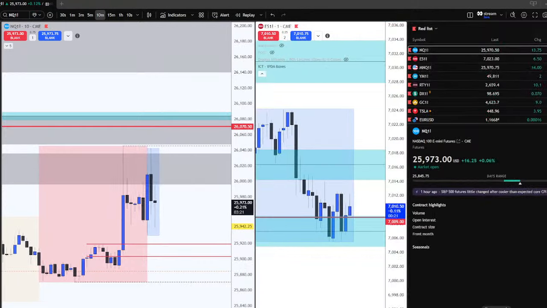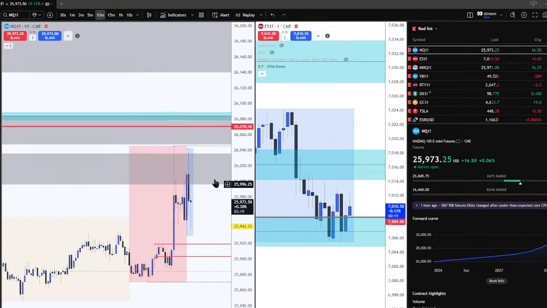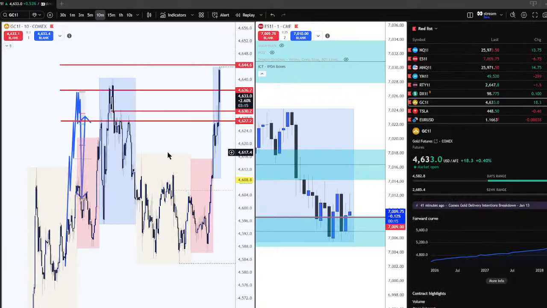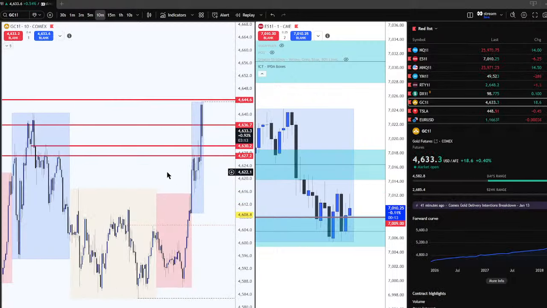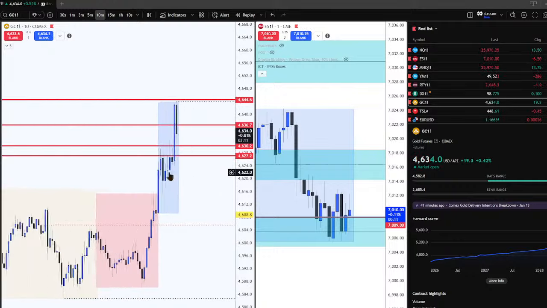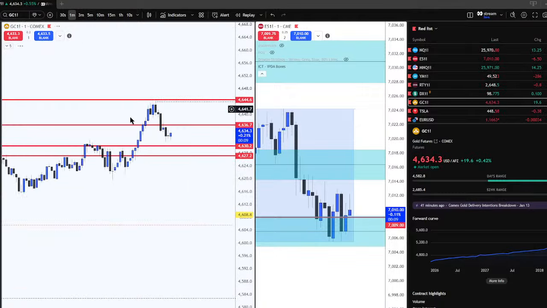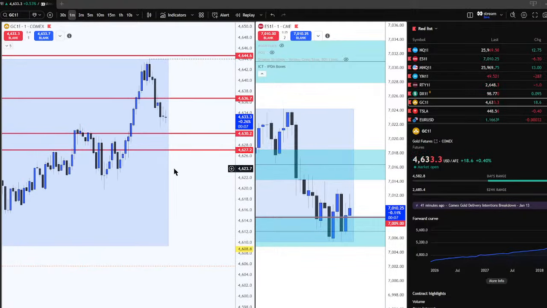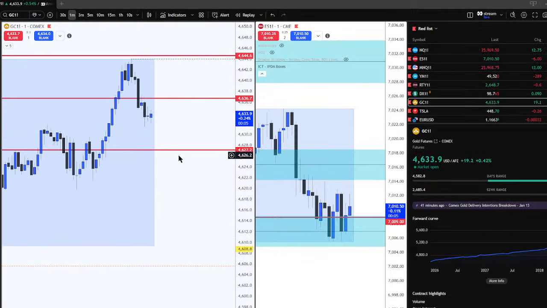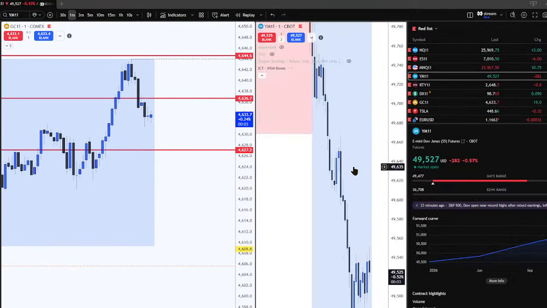Let's see what gold's doing. I don't know, I'm not really interested in trading this right now. It's kind of trash. Let's see what YM's doing here.